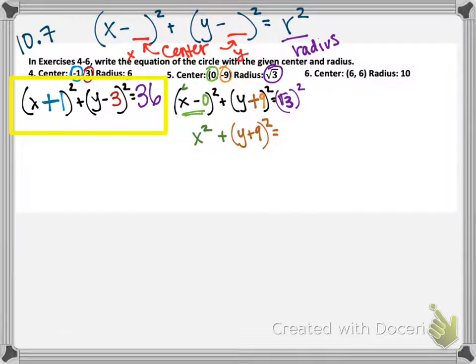So remember when we did this in a previous chapter, the square root of something squared is that number, because squaring and square roots are opposites of each other. They undo each other. So the square root of 3 squared is 3.